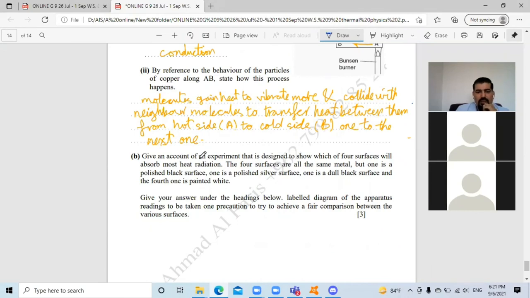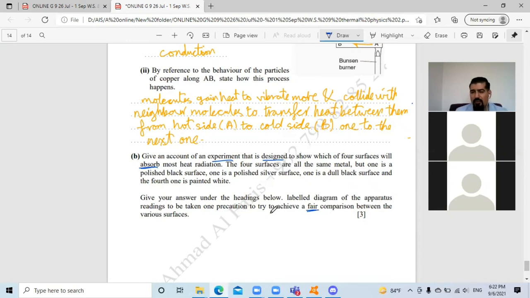Give an account of an experiment that is designed to show which of four surfaces will absorb the most heat radiation. The four surfaces are all the same metal, but one is polished black, one is polished silver, one is dull black, and the fourth one is painted white. Give your answer in order under the headings: labeled diagram, the apparatus, the reading to be taken, and one precaution so that it is fair to compare the four surfaces.